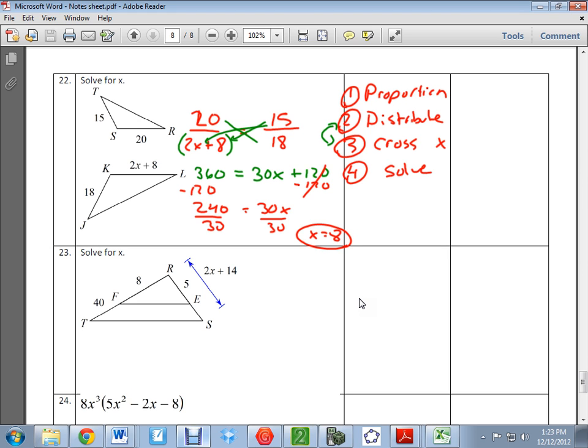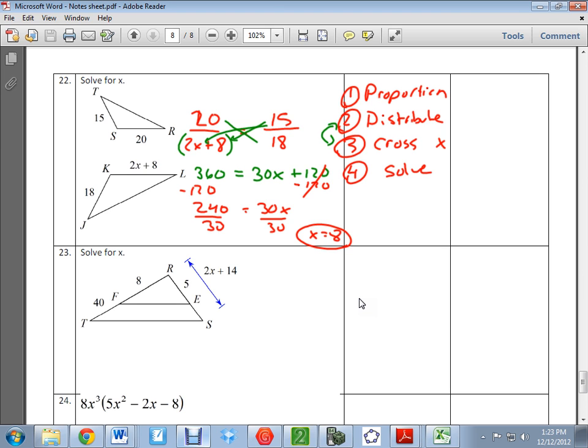Now you have to be careful. Sometimes it asks you to find the length of, for instance, KL or something like that. So you would have to plug it back in. Make sure you pay attention to that. Are there any questions about how to do these similar triangle problems where you have to distribute?